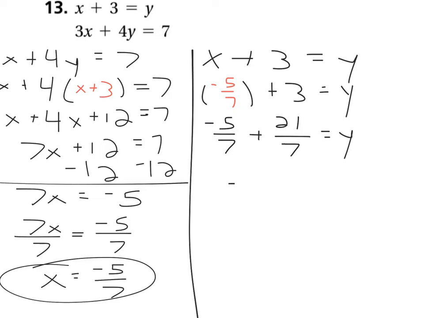And how many do we have on the first one? We have negative 5 plus 21. So we get how many sevenths left over? We get 16 sevenths is equal to y.